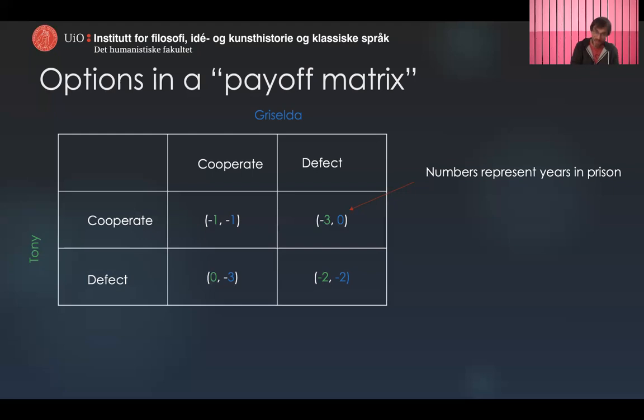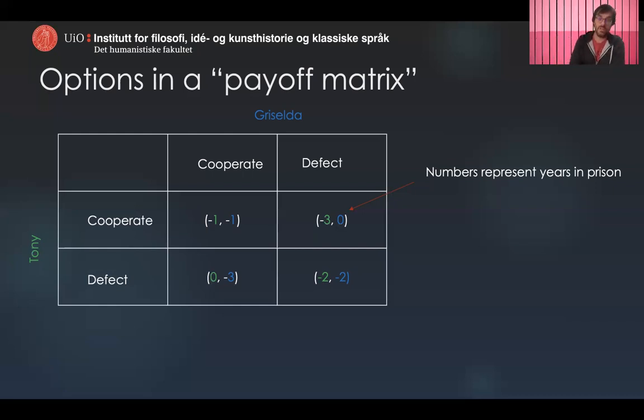Now, if Tony defects, on the other hand, so if he testifies against Griselda, then if Griselda is cooperating, then Tony walks free because Griselda says that Tony wasn't a part of it. Tony testifies against Griselda and so gets a reward of 1 year reduction, and so they only have the minor crime against him, so he will get nothing. Griselda, on the other hand, is now convicted of both the major crime and the minor crime, so she gets 3 years in prison.